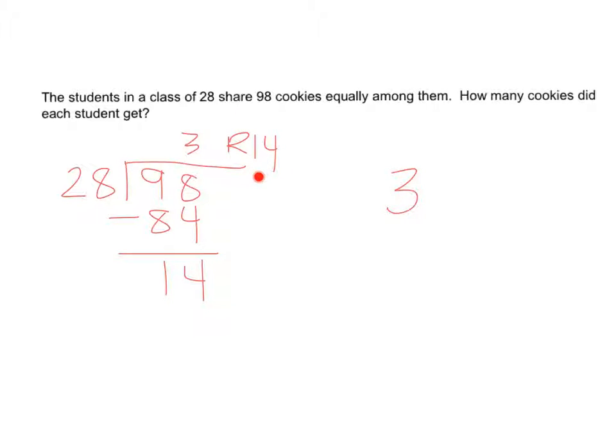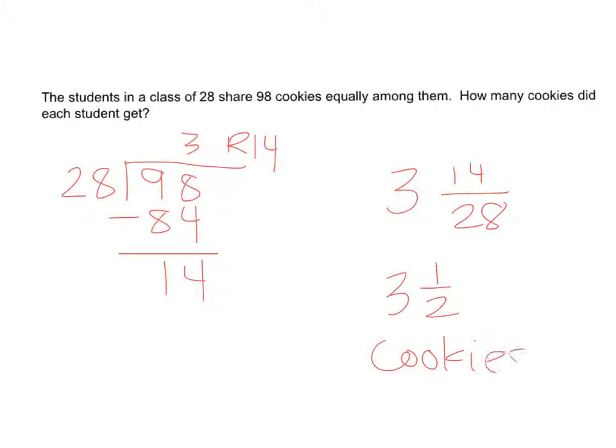Well, cookies are definitely shareable, and they should be shared. So I'm going to make my 14 into a fraction. So 14 is going to become my numerator, and then my divisor is 28. That is going to become my denominator. Okay, now some of you are probably looking at that like, hey, we can simplify that. And yes, we can. 14 is exactly half of 28. So that means that each student gets 3.5 cookies. Delicious.